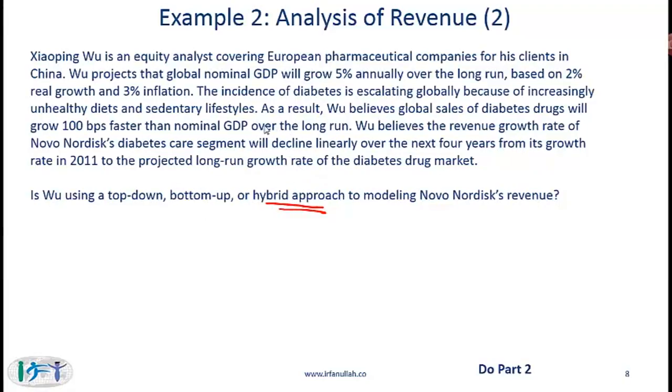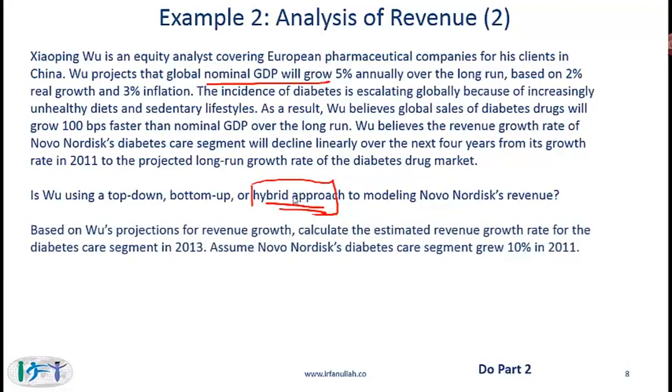the diabetes segment. So that makes it look like a bottom-up approach. But then we are looking at the global GDP growth rate and forecasting based on that. So it uses both top-down and bottom-up. So it's a hybrid approach. The next question is, based on revenue growth, calculate the estimated revenue growth rate for diabetes care segment in 2013.